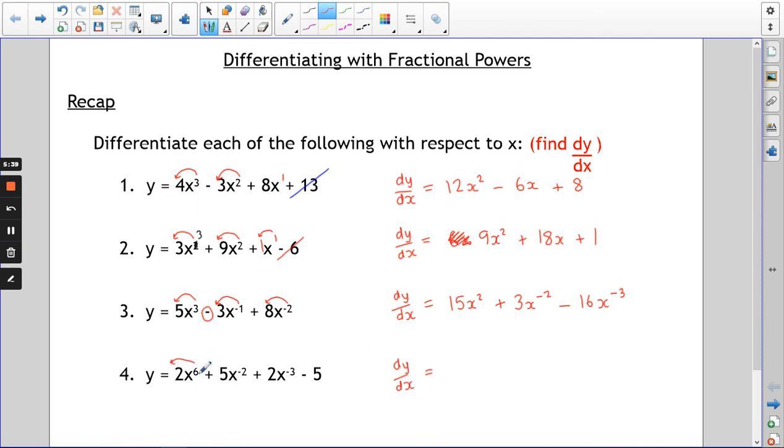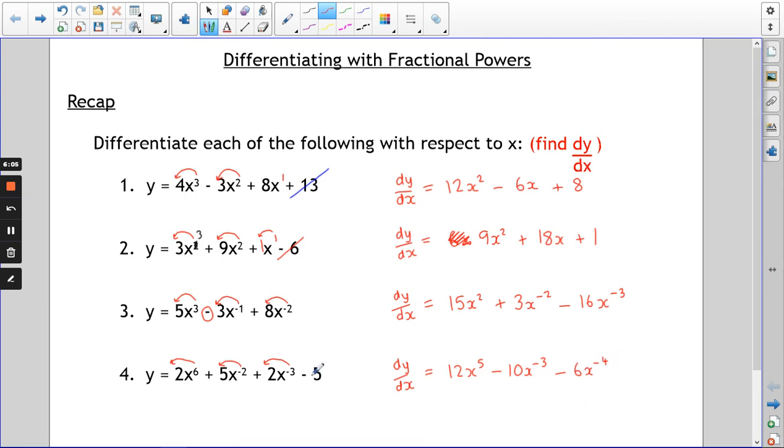So the 6 comes down and multiplies, so that's easy enough. That's going to give us 12x to the power of 5 when we take away 1 from the power as well. Right, minus 2 comes down in front, so instead of plus 5, it's minus 10. X to the power of minus 3, make sure you go the right way when you take away 1 from the power. Minus 3 comes down in front, changes our plus 2 to a minus 6, and that goes to a minus 4.